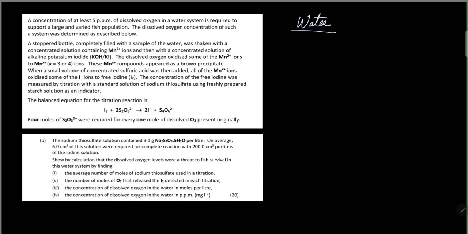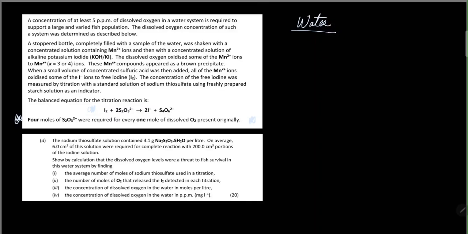Okay, so I'm just going to underline quickly the important parts. So what we have is the chemical reaction between iodine and sodium thiosulfate here. In these types of questions, you might be given one reaction, or you maybe have three reactions in front of you, but they've actually just given us the ratio here. So this is another important piece of information. It says that 4 moles of the sodium thiosulfate were required for every 1 mole of dissolved oxygen present originally.